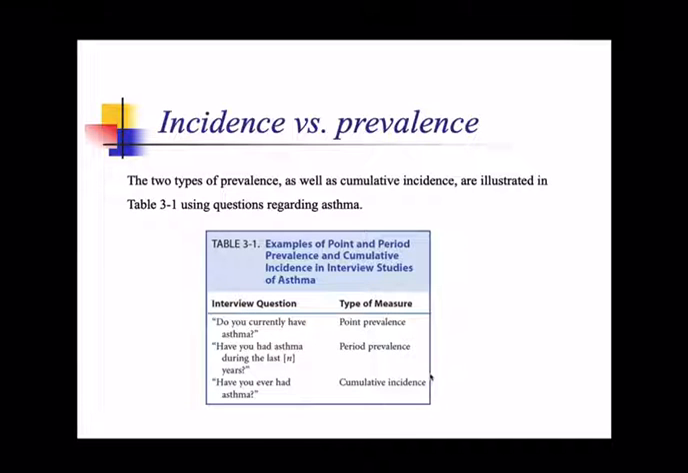What is the relation of the 2 types of prevalence, as well as cumulative incidence? Let's take a look at the table using questions regarding asthma. If we want to know if you currently have asthma, we use point prevalence. If we want to know have you had asthma during the last year or last N years, we use period prevalence. If we want to know have you ever had asthma, we use cumulative incidence.